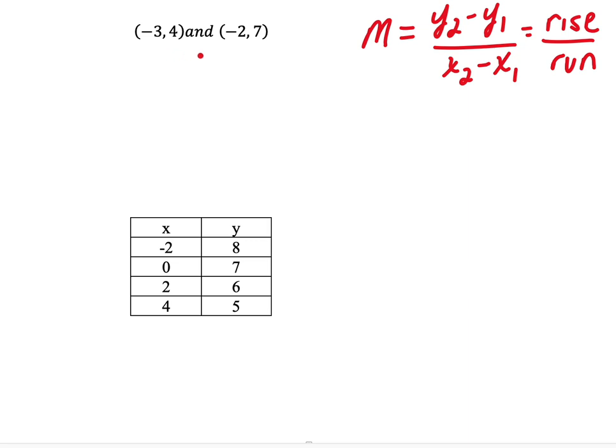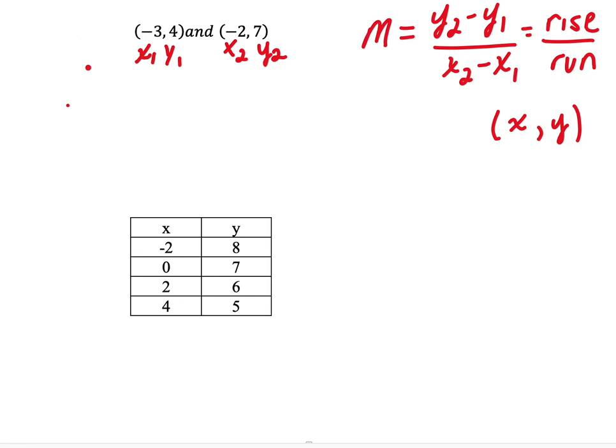So if I'm given two ordered pairs, I can find the slope by first labeling x sub 1, y sub 1, x sub 2, y sub 2. Because every ordered pair is always going to be x coordinate, y coordinate. And here we just have two. So we call the first one the first ordered pair, x sub 1, y sub 1. And then we have the second ordered pair, x sub 2, y sub 2.